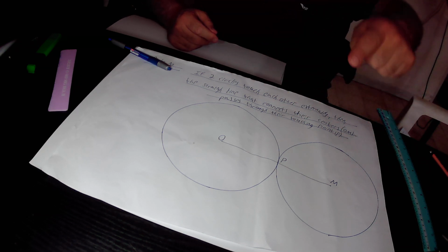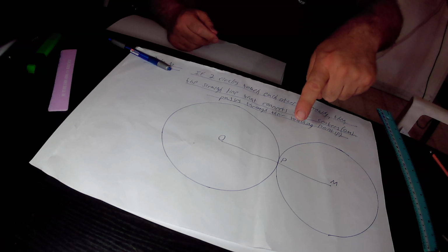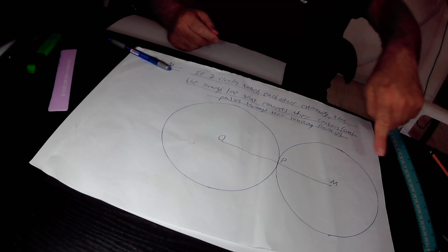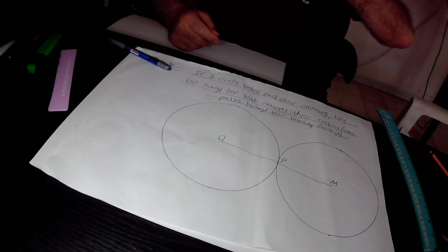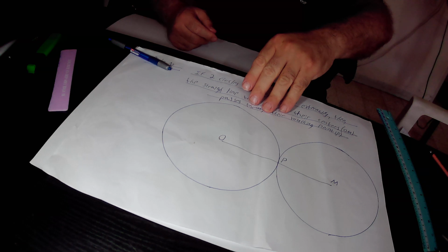Again, the straight line OM must pass through their touching point, that is point P. Or OPM is one straight line. Again, OPM, according to this rule 10, is one straight line. So we can actually implement rule 10 in our drawing.